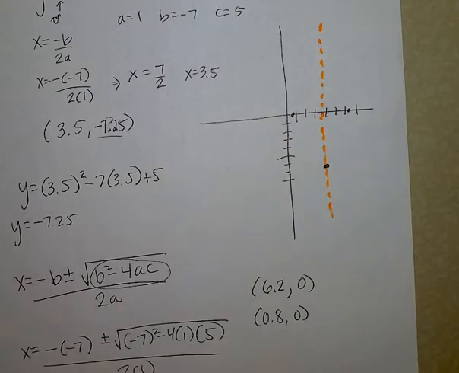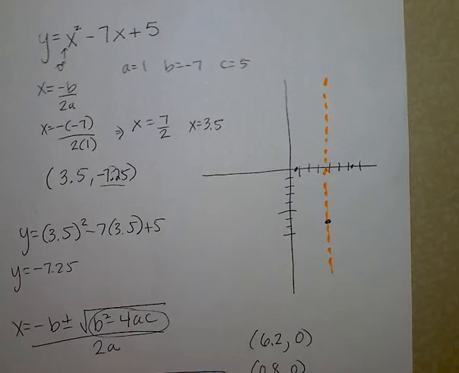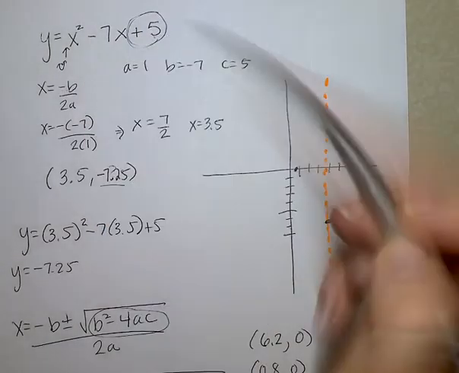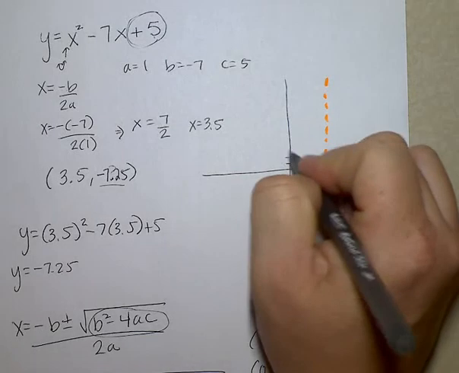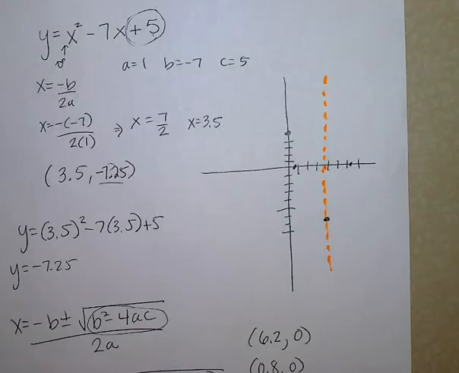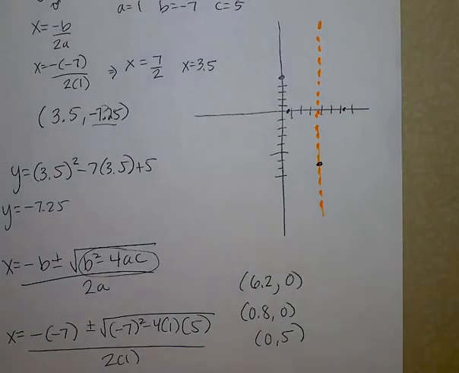Now let's identify the y-intercept. The y-intercept comes from the number in the equation that contains no x's. In this case, it's 5. 1, 2, 3, 4, 5. Your y-intercept is 0, 5.